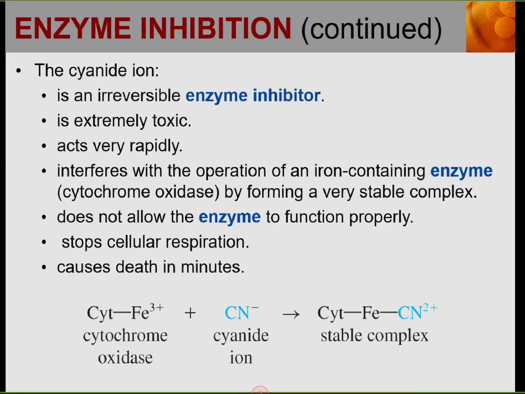So what happens with cyanide is that cyanide, when it's taken as a poison, complexes with cytochrome oxidase and respiration stops. So death in minutes. You can see in old wartime movies that some people take these cyanide capsules to commit suicide. So that's what happens. It interferes with respiration.